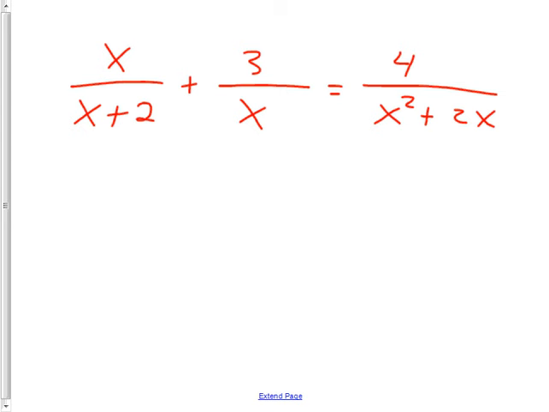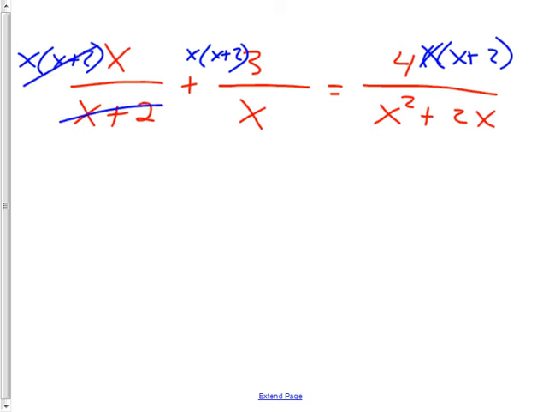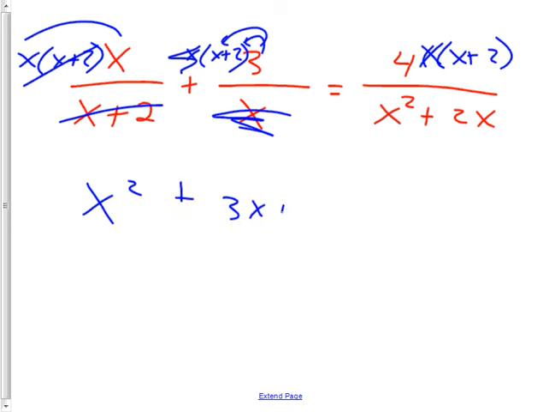All right, so in this first step, did you multiply by x times x plus 2 right there? Good. Then I'd multiply by x times x plus 2 right there. And then I multiply by x times x plus 2 right there. And then this cancels this, and I have x times x makes x squared. That cancels that, and then I have the 3 times the x and the 3 times the 2 would be 3x plus 6.